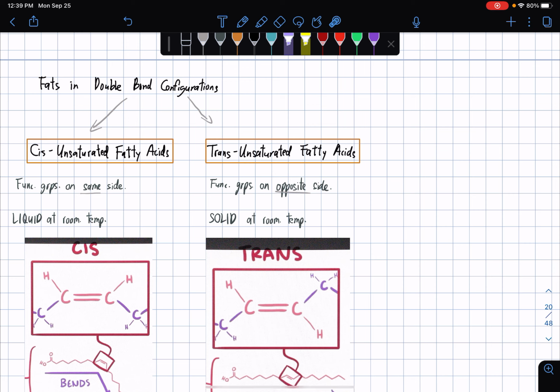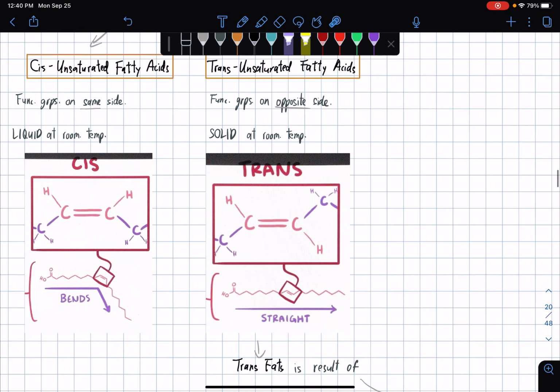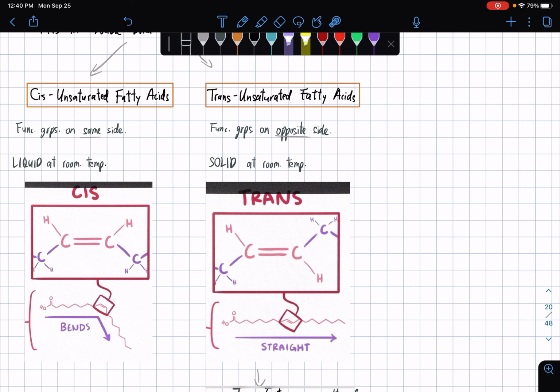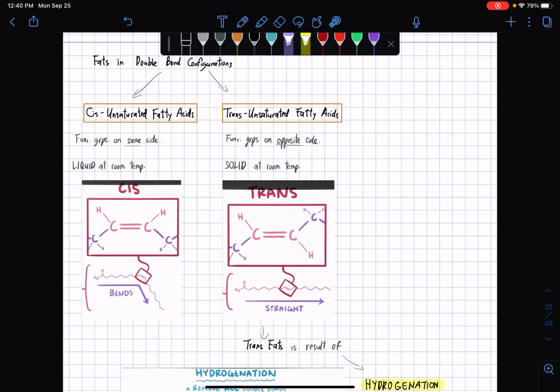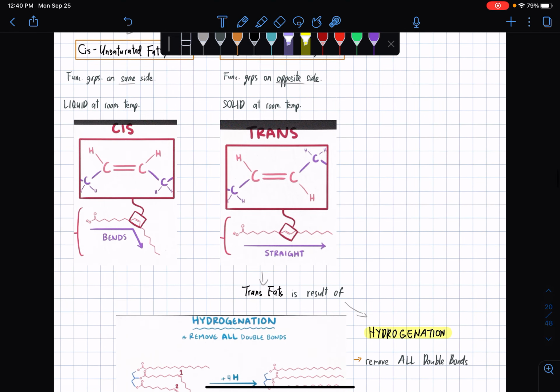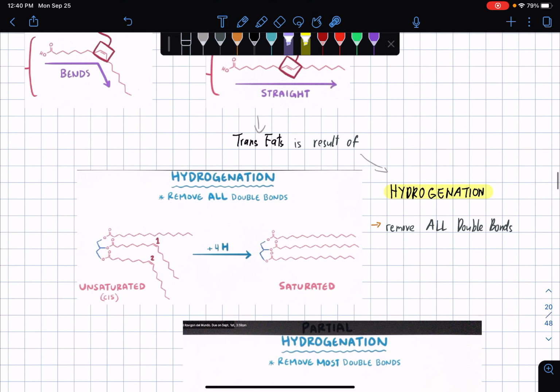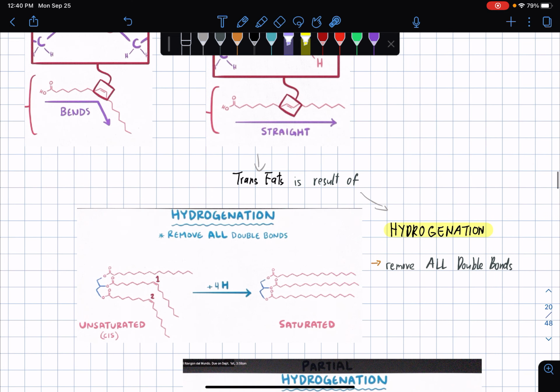And on the contrary, for trans unsaturated fatty acids, they are solid at room temperature, just like saturated ones, the ones that you see in burgers, pizzas, fast foods, basically. And functional groups are on the opposite side. Not sure if you still have to memorize these, their corresponding categories, but yeah, again, review according to what you have to review.